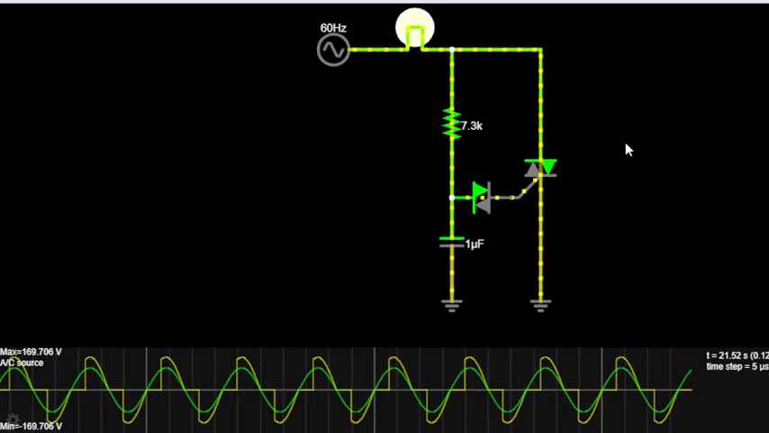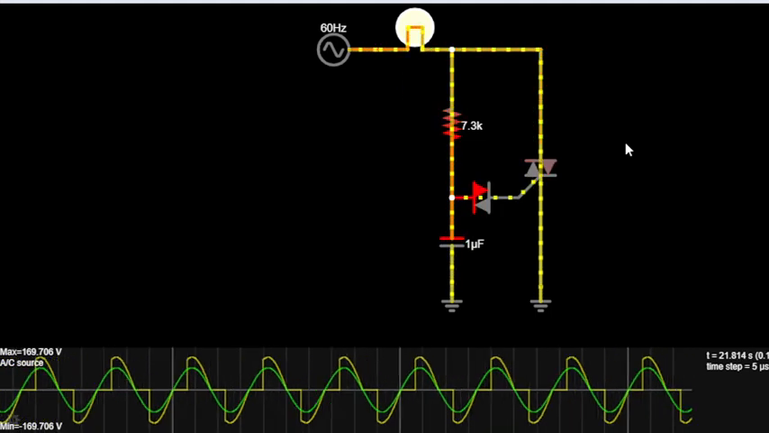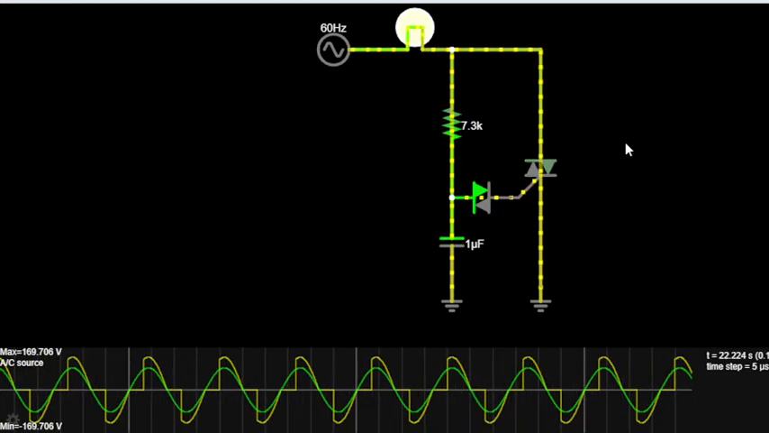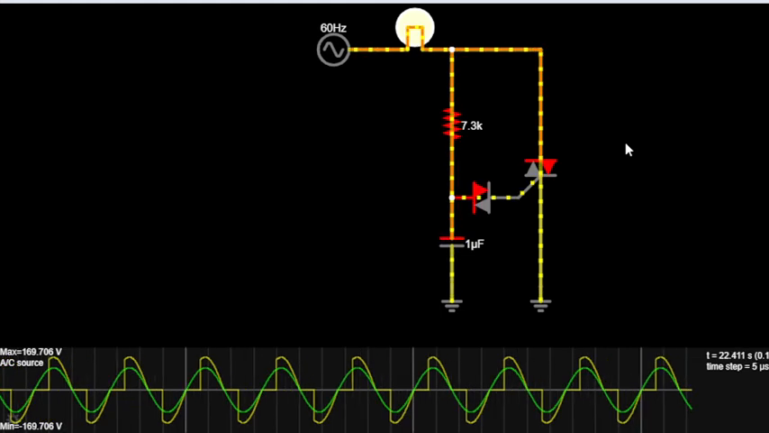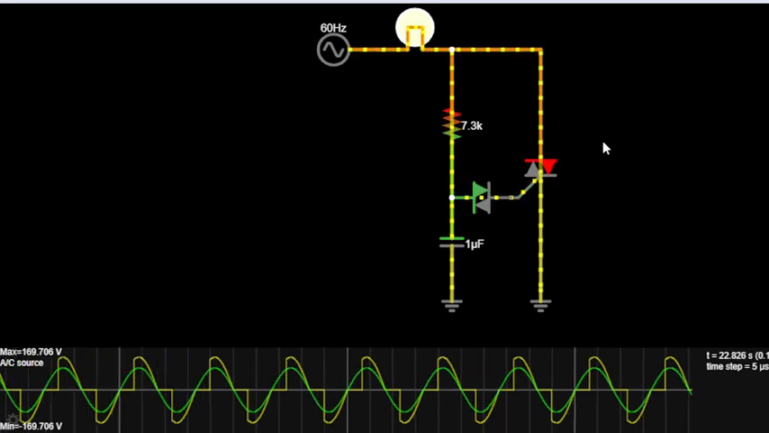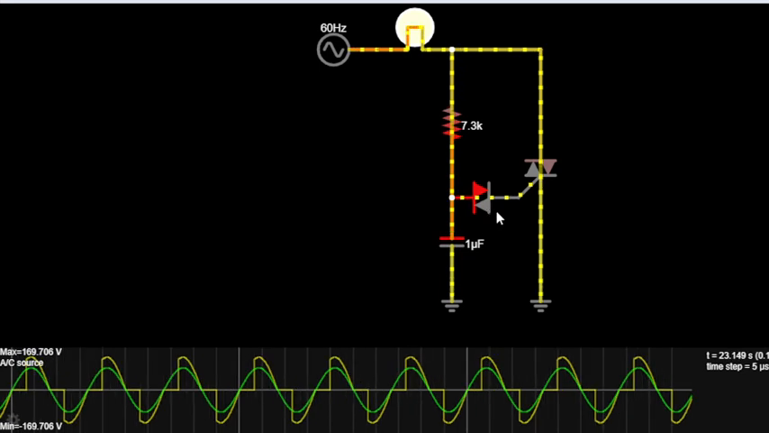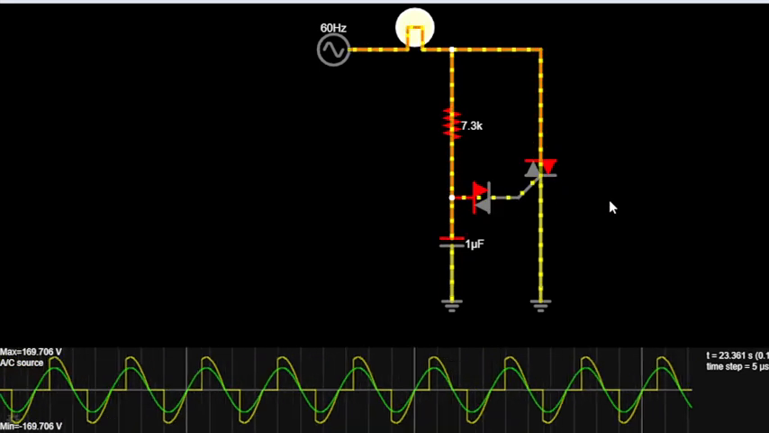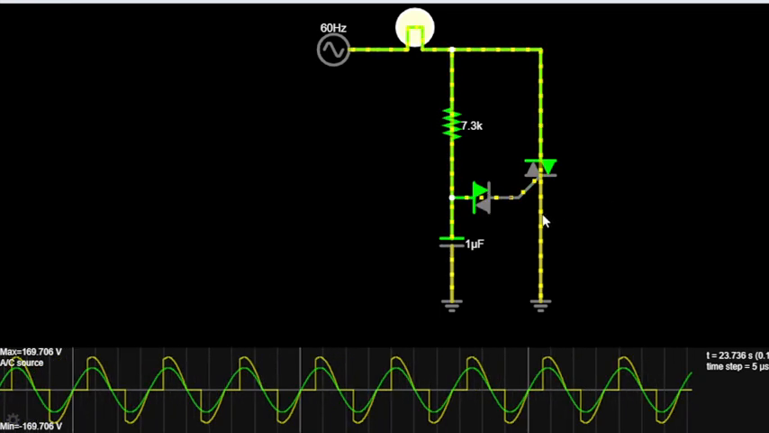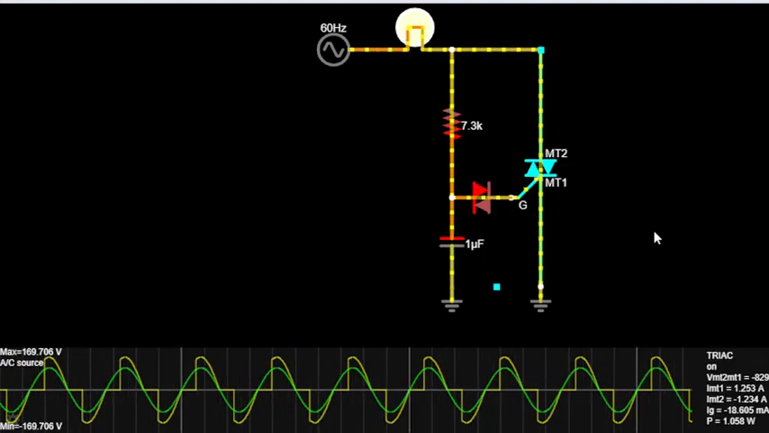DIAC and TRIAC are electronic components used in dimmer circuits. The DIAC acts as a trigger device for the TRIAC, allowing it to control the power supply to the light source. According to the introduction, this one will be our DIAC and this one will be our TRIAC. You can easily understand by the paths: here we have two paths, then it is a DIAC, and here we have three paths, then it is a TRIAC.